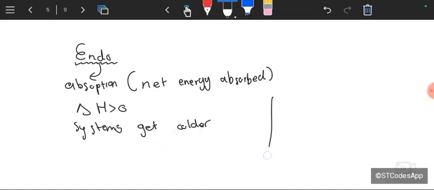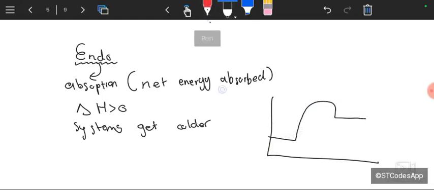Now, the graph, you must be able to understand that it must be something like this. The energy of the product, which is this part, must be higher than the energy of this one to show that we actually absorb more. If it ends up lower, it means the enthalpy change will be negative, which is not true for an endothermic reaction. So that's why it ends up there.